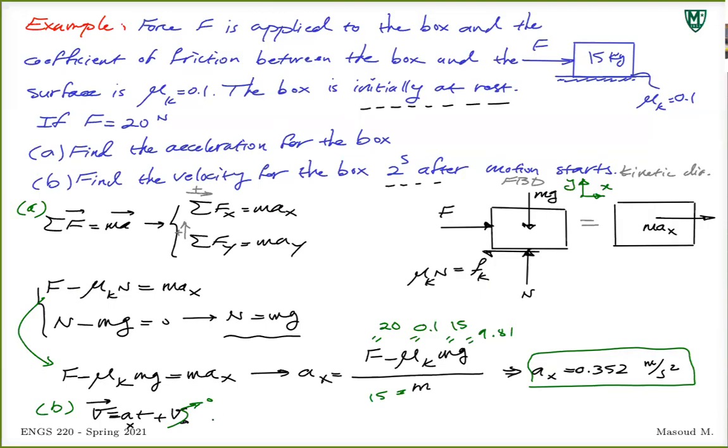And this gives you, multiply that, 0.352 times time, which is 2 seconds. So from there, you can find the velocity after 2 seconds. It's 0.705 meter per second. This becomes your velocity.